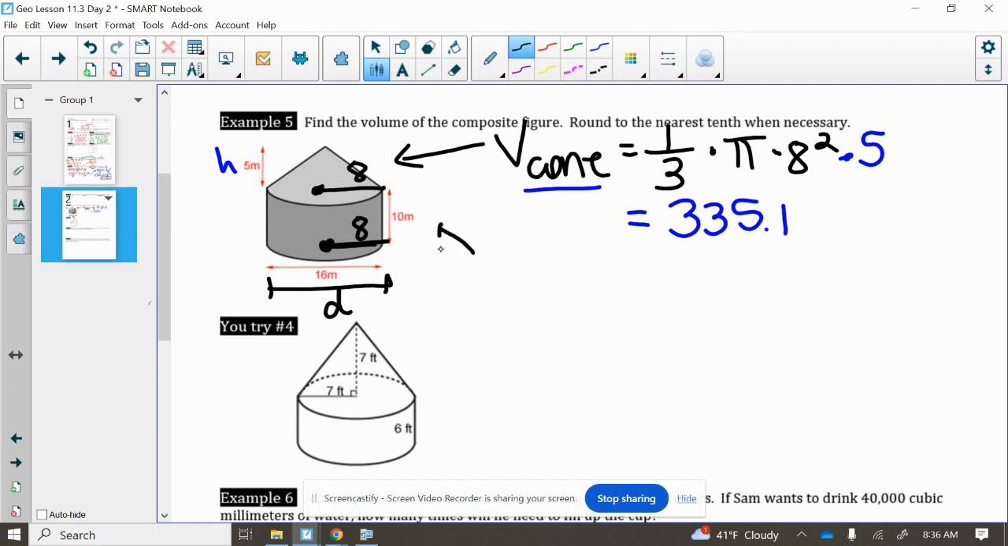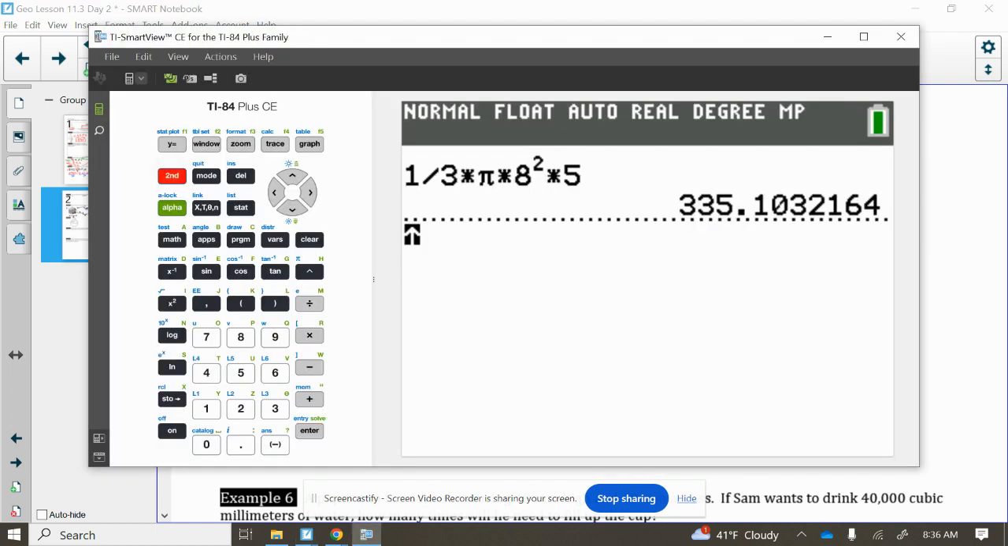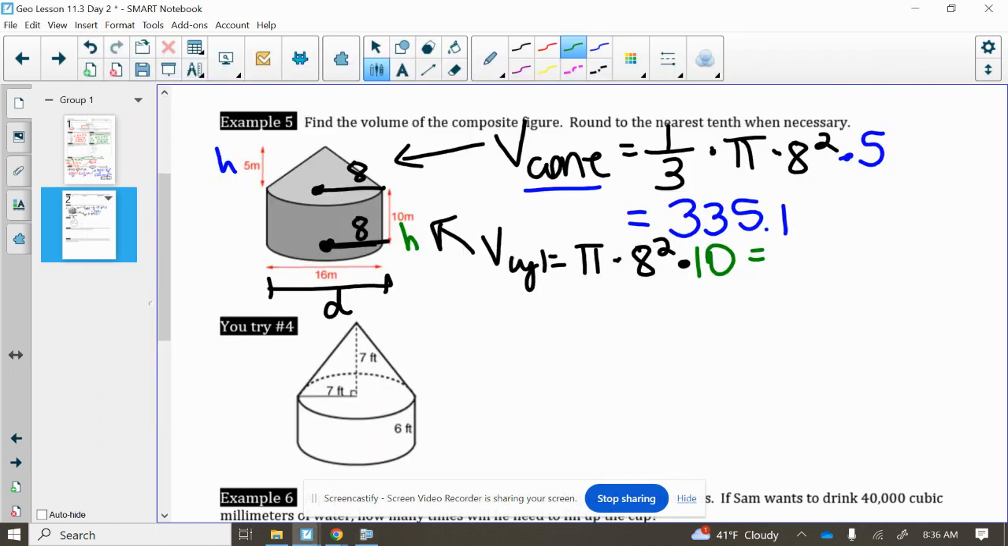Next, we want to find the volume of the cylinder. This cylinder is pi times the radius value squared times the height of the cylinder. Be careful, the cylinder's height is different than the height of the cone. The cylinder is only 10 units tall. So pi times the radius squared times the height gives us a value of 2010.6.